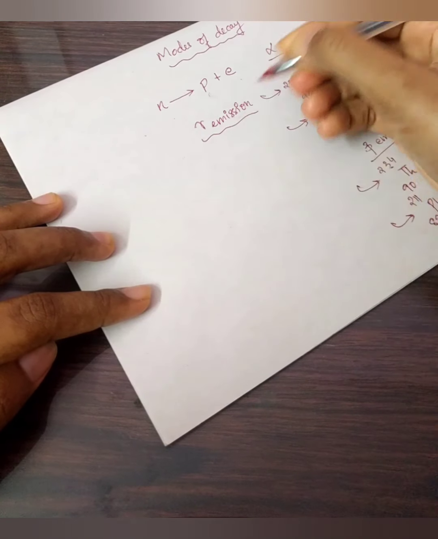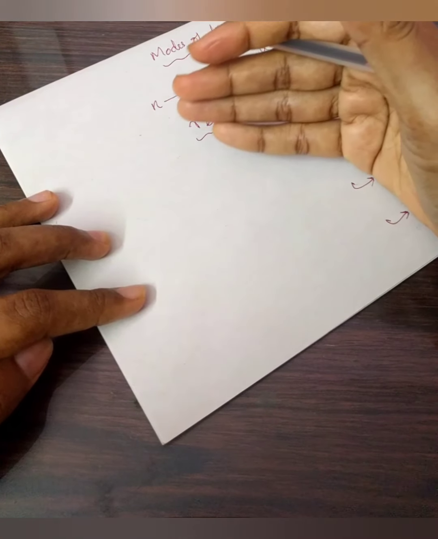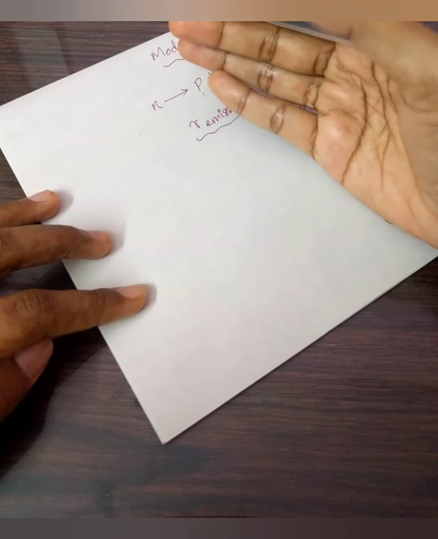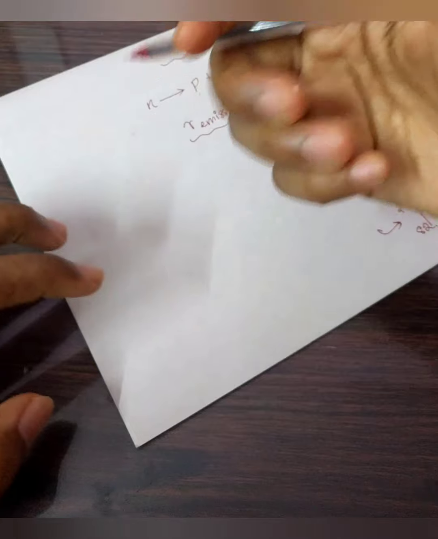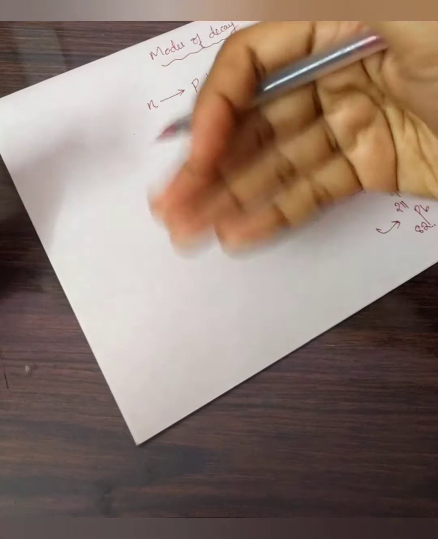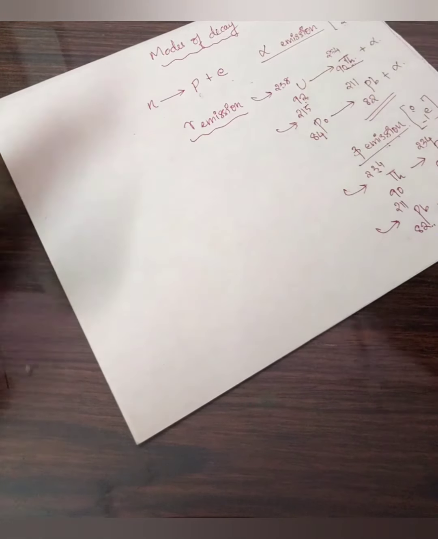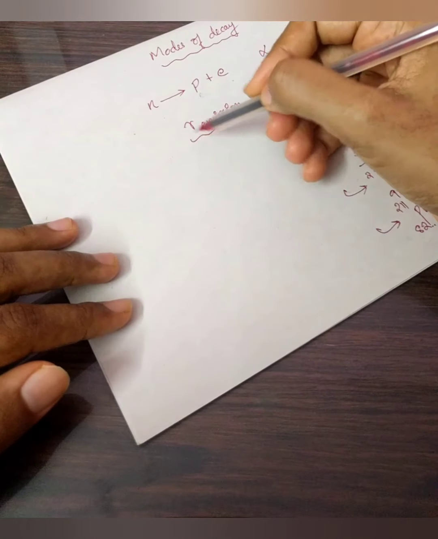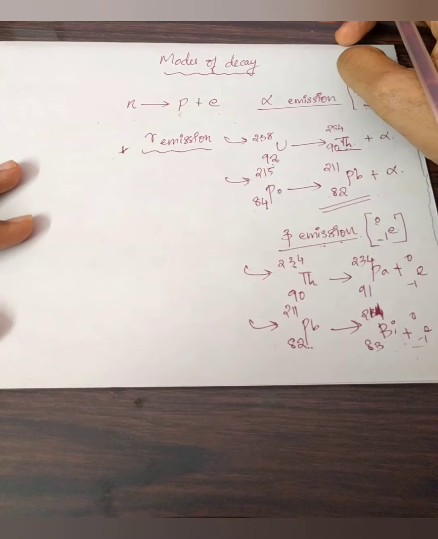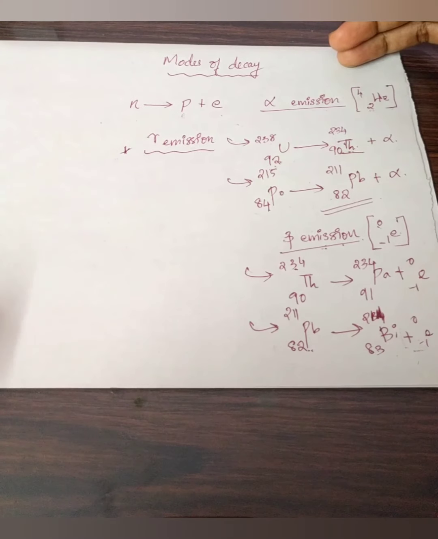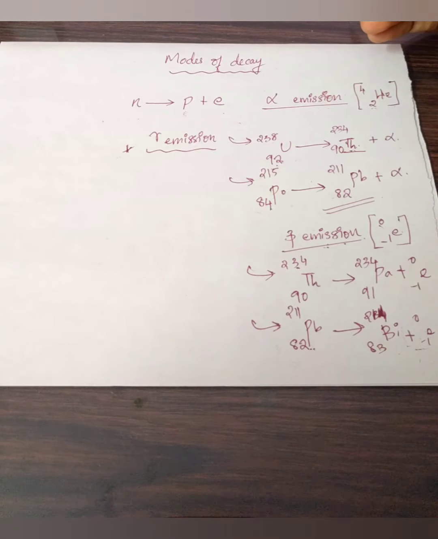So gamma decay is considered to be a gamma emission. Gamma emission is considered to be just a removal of some energy. That's a secondary effect, where the excess energy contained in the element is getting out of that parent element. So you can't see any change basically in this gamma emission. So this is all about our different modes of radioactive decay.